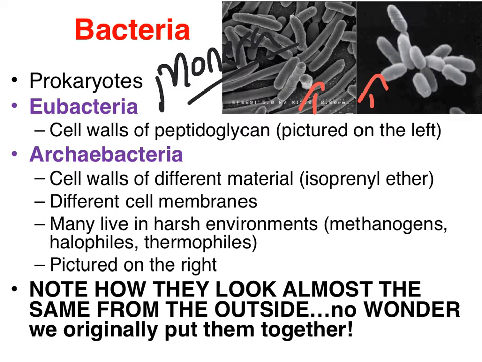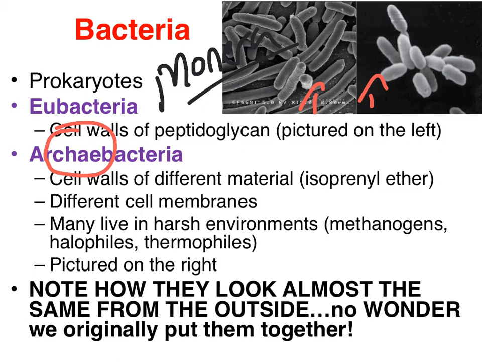Eubacteria are your modern day bacteria, found just about everywhere. And then the ancient bacteria, the ones that have been around since the beginning of time, are the archaebacteria. In fact, the name archaea actually literally means ancient. These guys can live in just the most inhospitable environments.